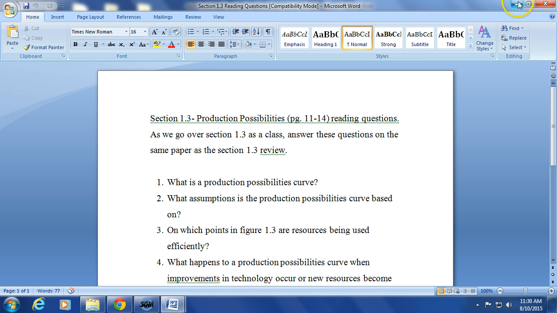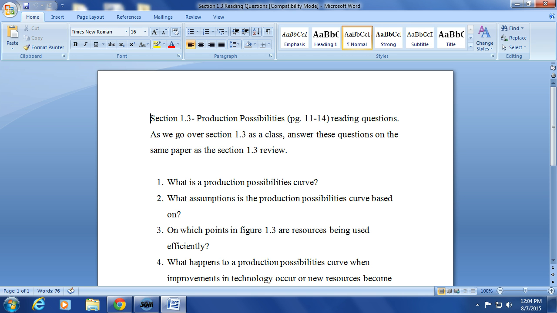Alright, so by now you should be on page 11, and before we go on to production possibilities curves, I want to talk about trade-offs and opportunity costs, just as a quick review. So remember, when we make choices, those choices are called trade-offs. If we decide to do something, we are going to be giving up something else. The most valuable thing we decide to give up is called the opportunity cost.